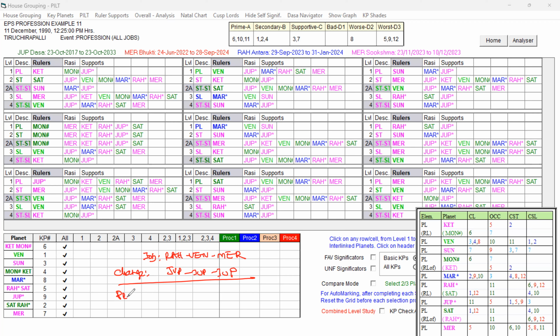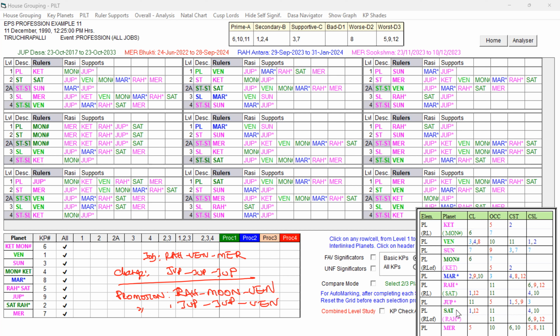And promotion happened in Rahu Dasa itself, Rahu Dasa, Moon Bhukti, and Venus Antara. Then the next promotion is Jupiter Dasa, Jupiter Bhukti, and Venus Antara. This is what we discussed in the previous video with the help of the EPS tables. Now let us check with the PILT table how these planets are connected to each other by way of PILT connections, and how they are all supportive for such an event.